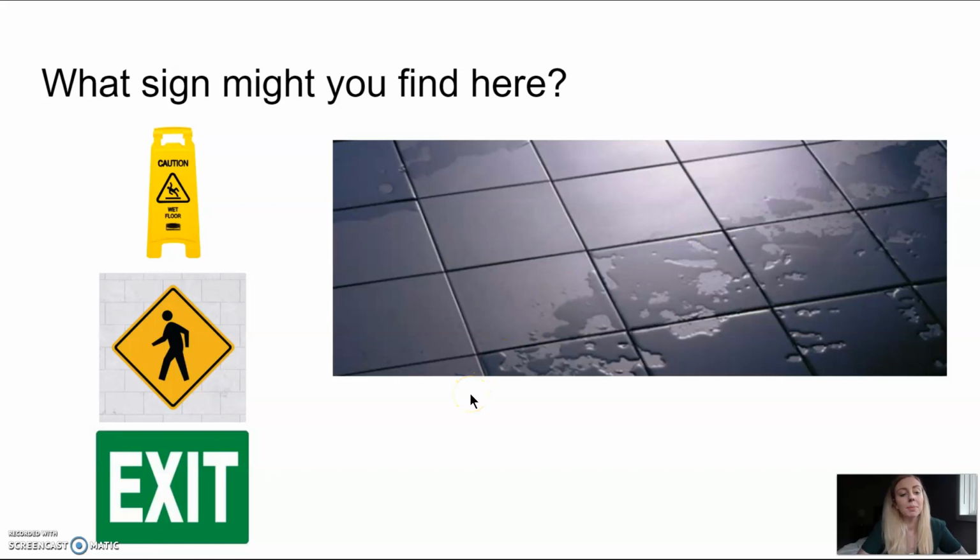Okay, last one. Go ahead and pause the video and let me know what sign you might find here. If you chose the wet floor sign, you would be correct. So it could be hard to tell from the video or the picture, but this is supposed to be a wet floor. And then you would often put a wet floor sign there to let people know that they need to be cautious when walking through. Okay, that is all.